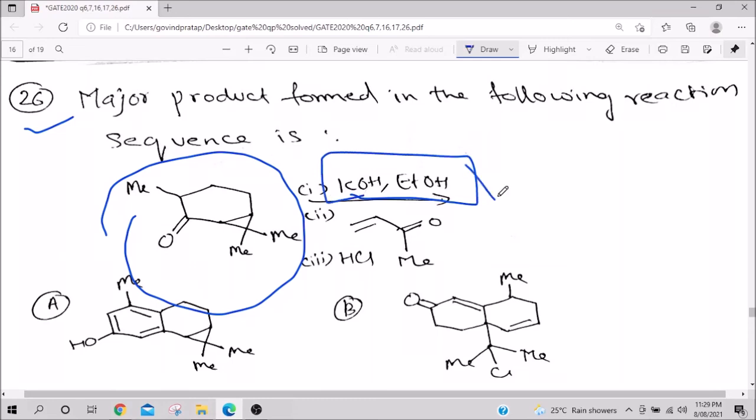Alcoholic KOH is always basic, not nucleophilic. Aqueous KOH is nucleophilic. OH minus can go and attack a carbonyl group, but if you put KOH in alcohol, it always gives the elimination product. So it will act as a base, it will only attack a proton. And then you have an alpha beta unsaturated ketone. When you see an alpha beta unsaturated ketone, generally there will be nucleophilic addition on it, and it will act as an electrophile.